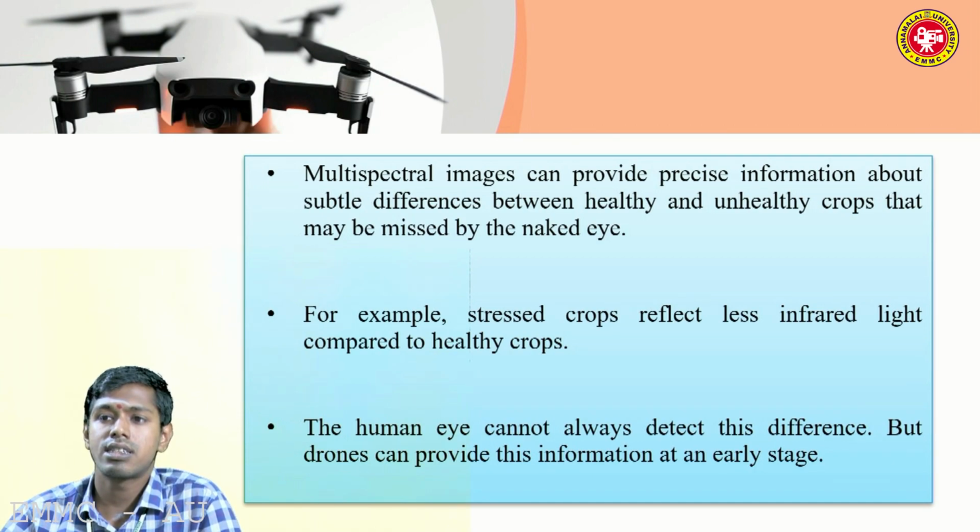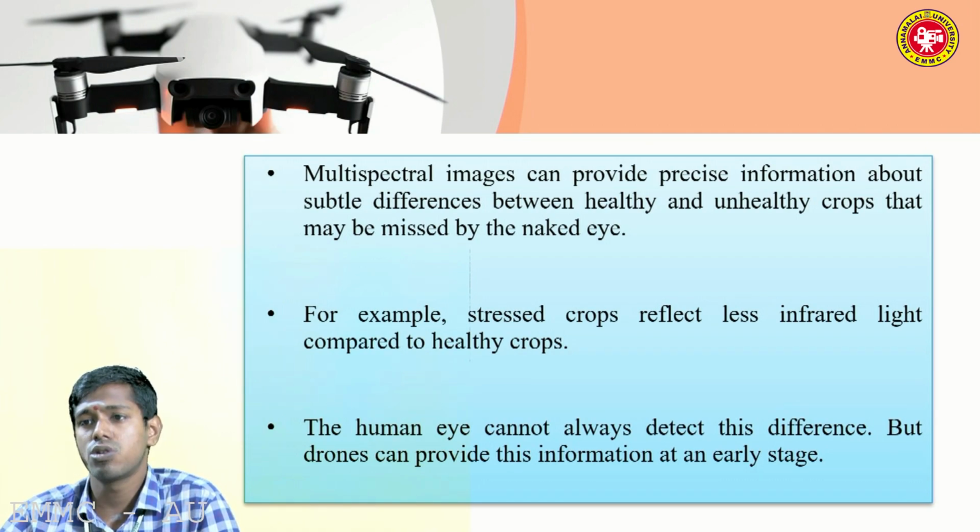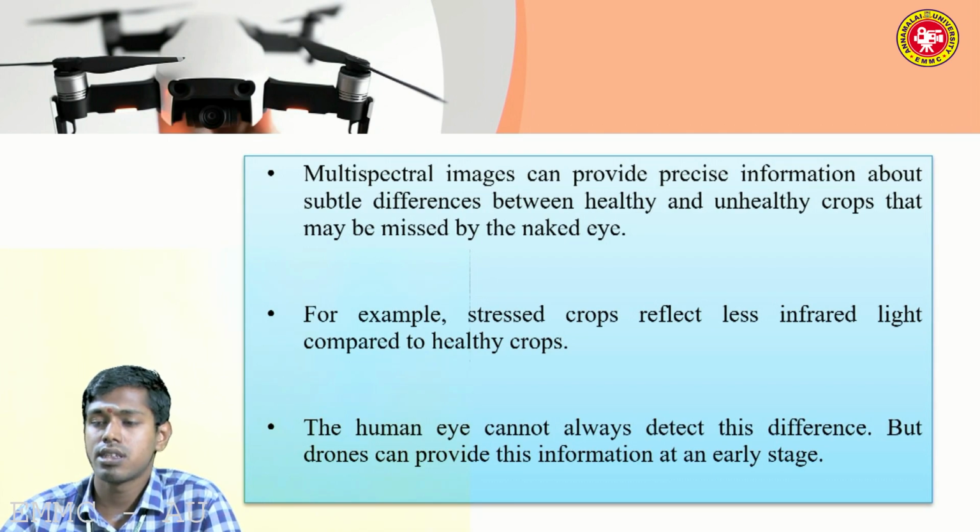For example, stressed crops reflect less infrared light compared to healthy crops, because if a healthy crop is there, its chlorophyll content will be very high, so that it can reflect the sun's solar radiation. But in disease or pest affected crops, the chlorophyll content will be very low, so its emission of infrared light varies, and we can detect that. The human eye cannot always detect the difference, but drones can provide this information at an early stage.